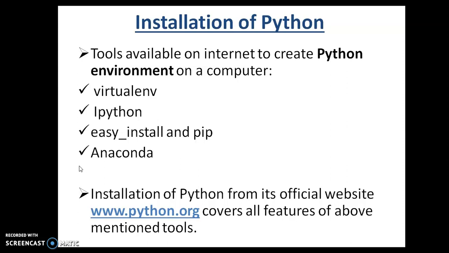But installation of Python from its official website, that is www.python.org, covers all the features of the above mentioned tools. The latest version of Python is Python 3.8. Now let us see the installation, downloading and environment setting of Python step by step.